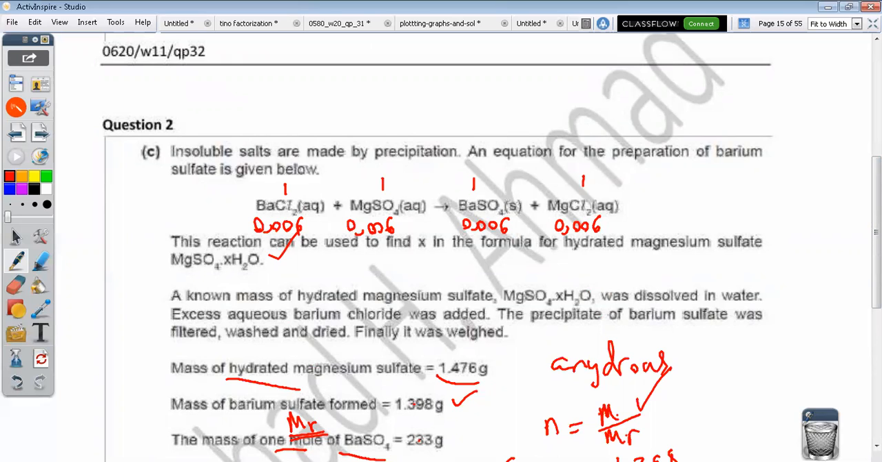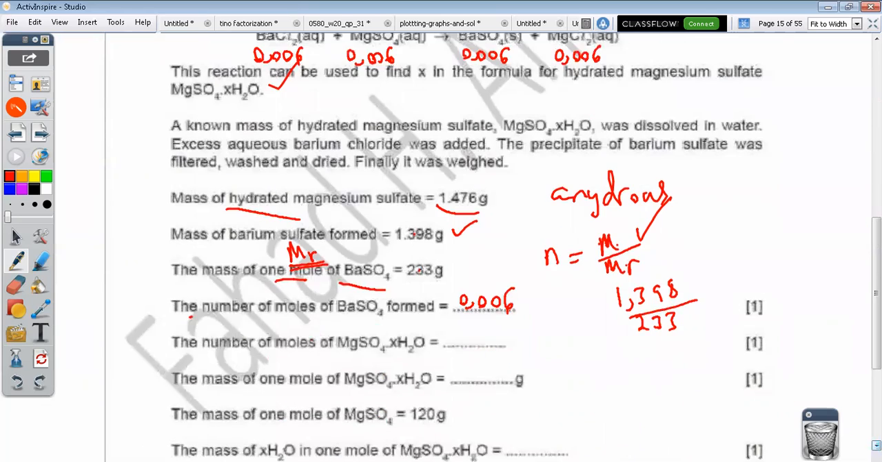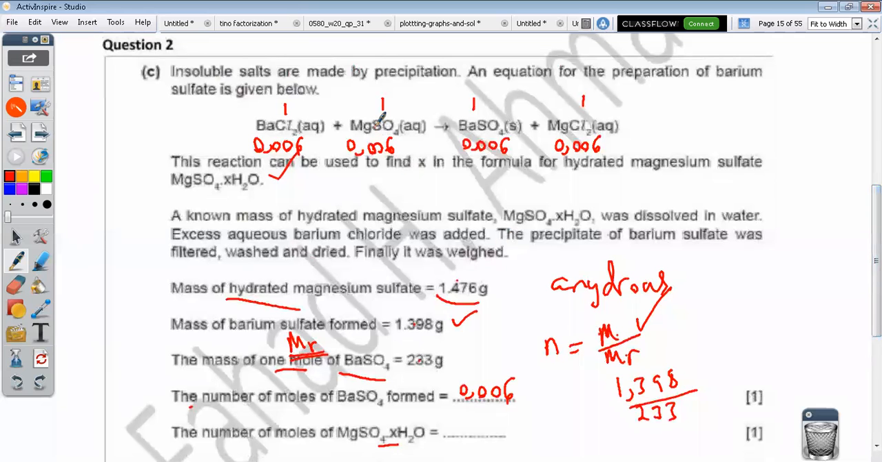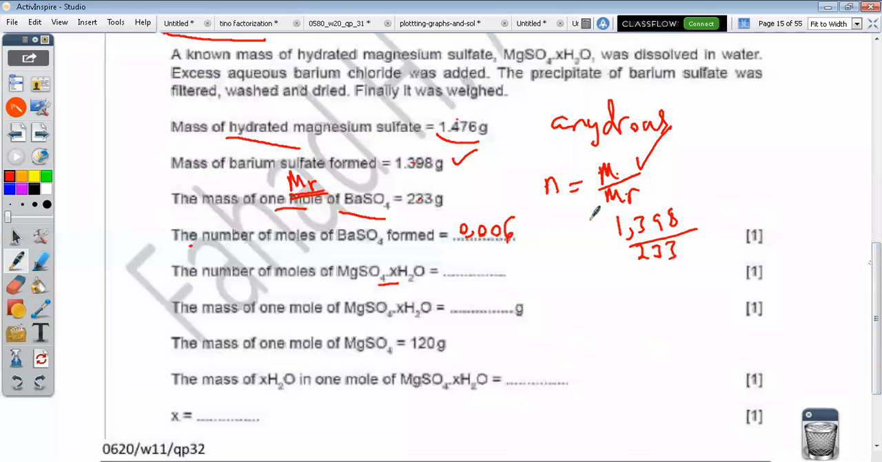Clear? We've calculated that. Now let's go back to the other part here. They are now saying the mass of the barium sulfate formed, we have the mass. The mass of the hydrated is this. The number of moles of this: because we don't know X here, we can't use this and divide by the MR. We are going to be stuck. What is X? You use the equation here. This magnesium sulfate is the one that is forming this whole compound, and we are only using one magnesium sulfate. So it's as good as exactly 0.006 without any calculation. Clear?